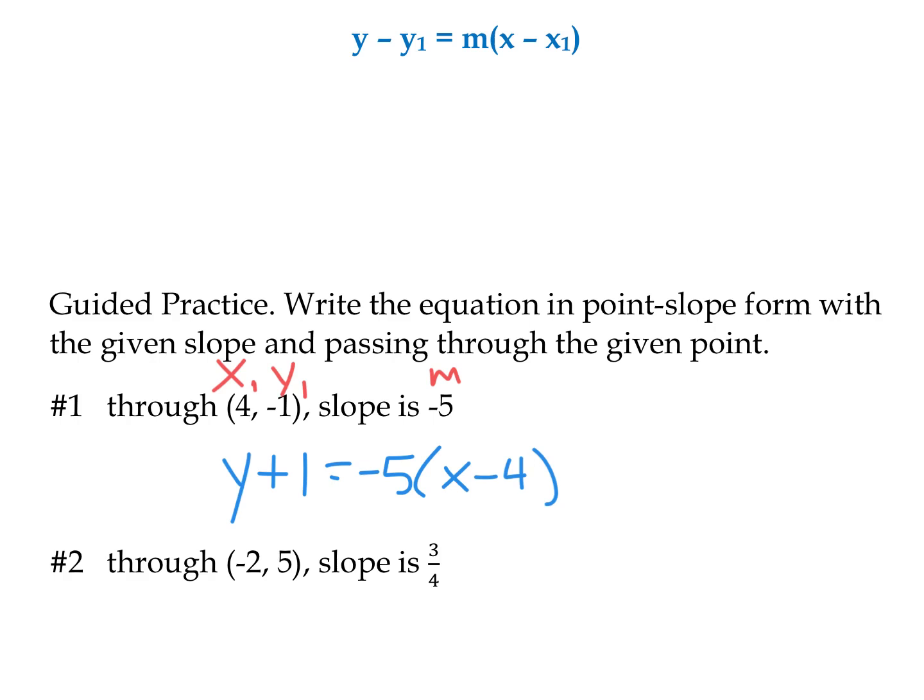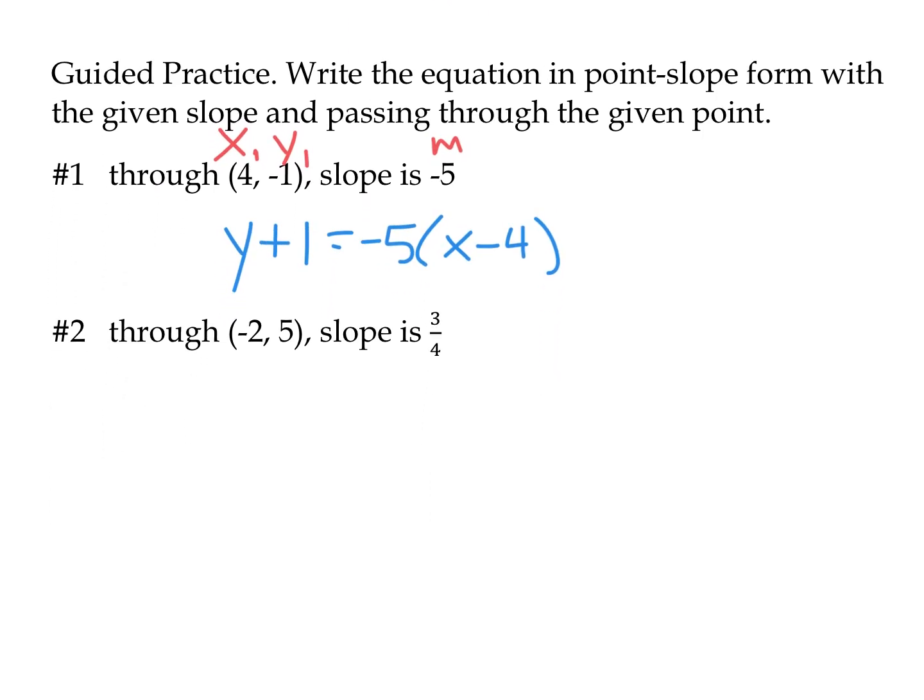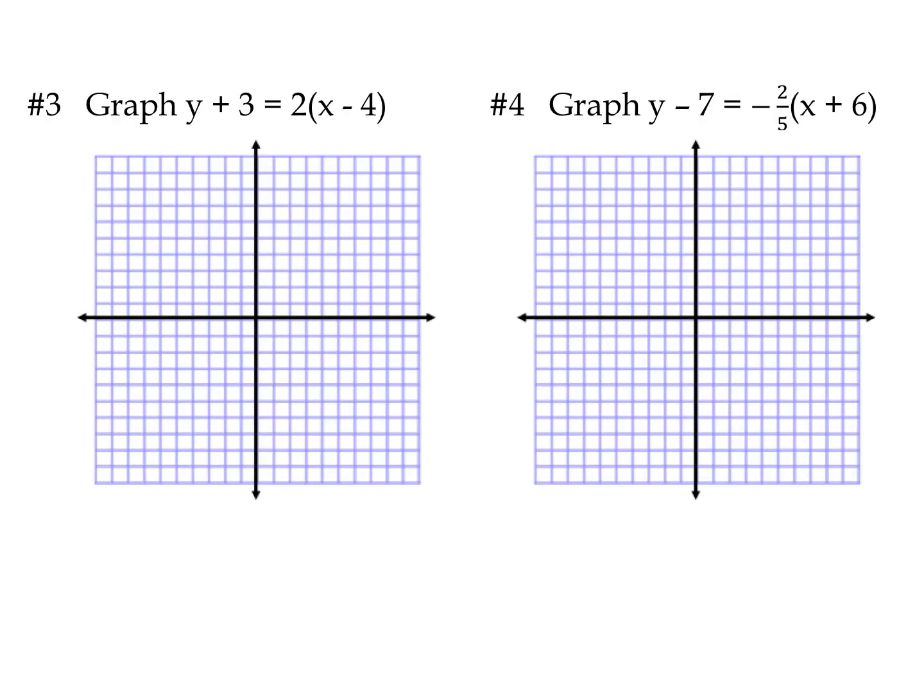All right, let's try another one. And you could write this out in point-slope form. So we're going to have y minus 5 equals 3/4, parentheses, x plus 2. And that's point-slope form. All right? We need a point, x1 and y1, we need the slope m, then we put that in for y minus the y coordinate from our point equals m in parentheses x minus the x coordinate from our point.